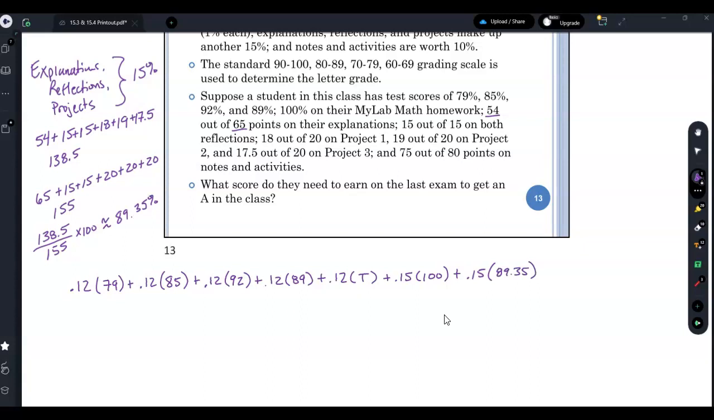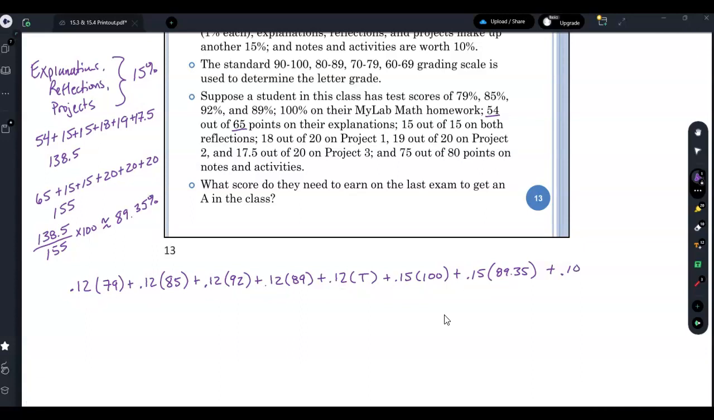All right, so if I look at this, so far I've got 12, 12 is 24, 12 more is 36, 12 more is 48, 12 more is 60, plus 15% would be 75, plus another 15% is 90. So I'm still missing 10%, and that last 10% is from the notes and activities. So I want to do 0.1 or 0.10 if you want, times whatever the student's notes and activity average is.